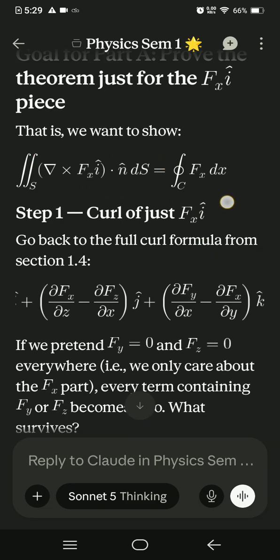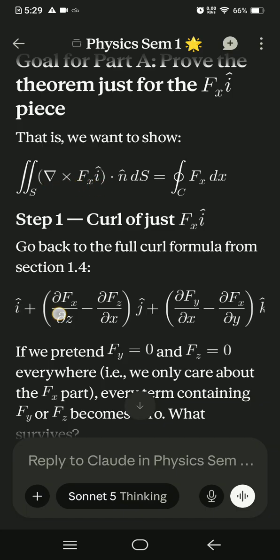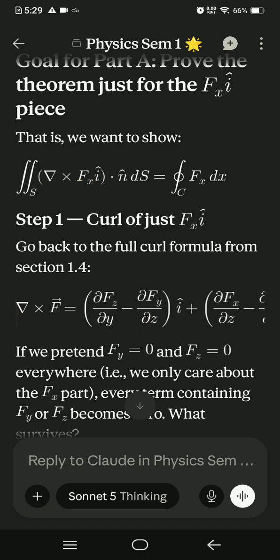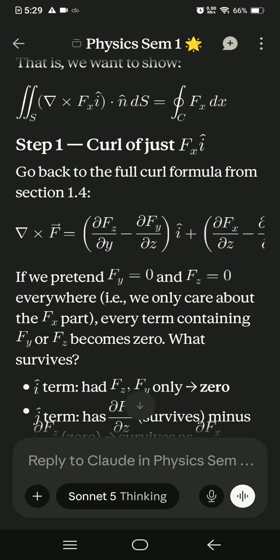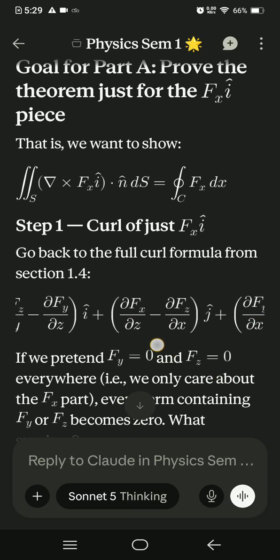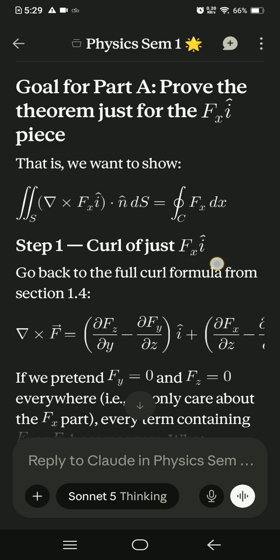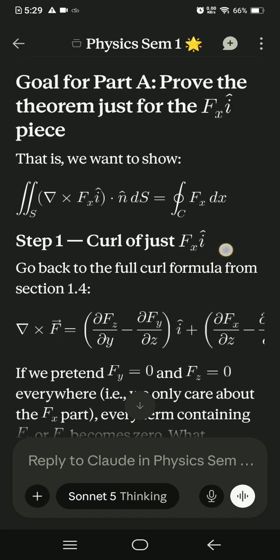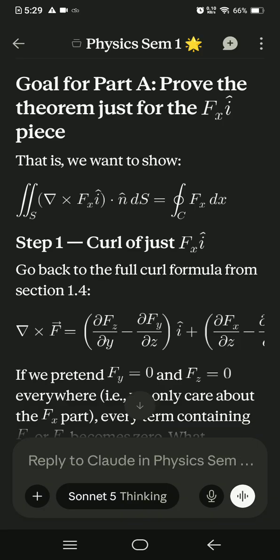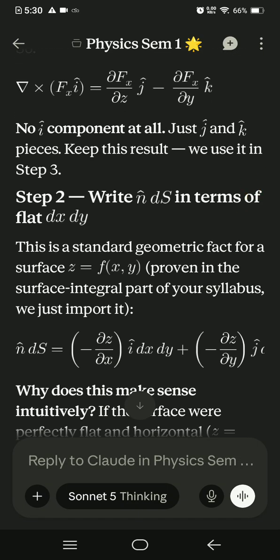Fine, since we want to show this, let's first take the curl of fx. We are going to use the formula for curl, and if we pretend fy equals 0 and fz equals 0 everywhere, but why are we pretending? Acha, because we only want to take the curl for the fx i part, right? We only want the curl for one part, so we are going to pretend fy and fz are 0. So because of that, this would reduce to this equation.